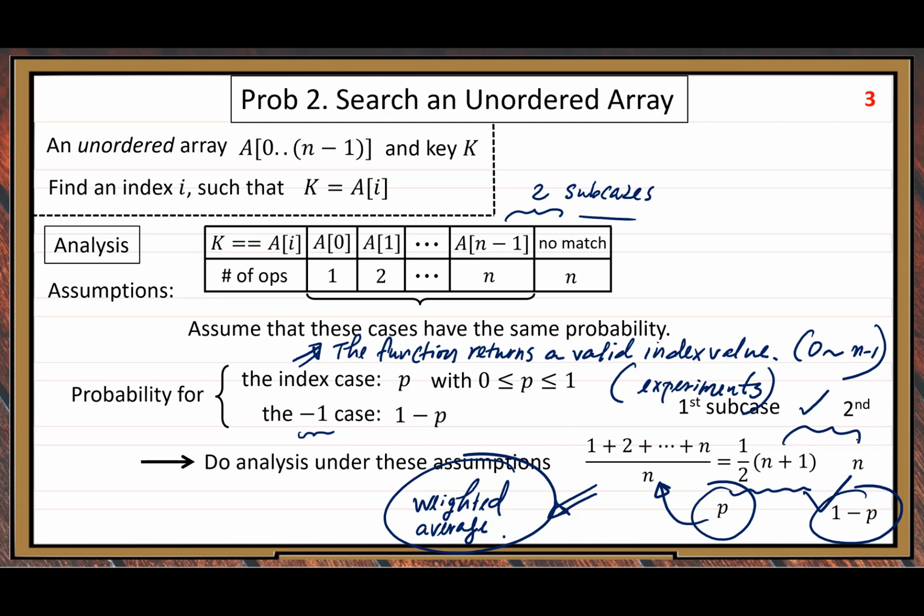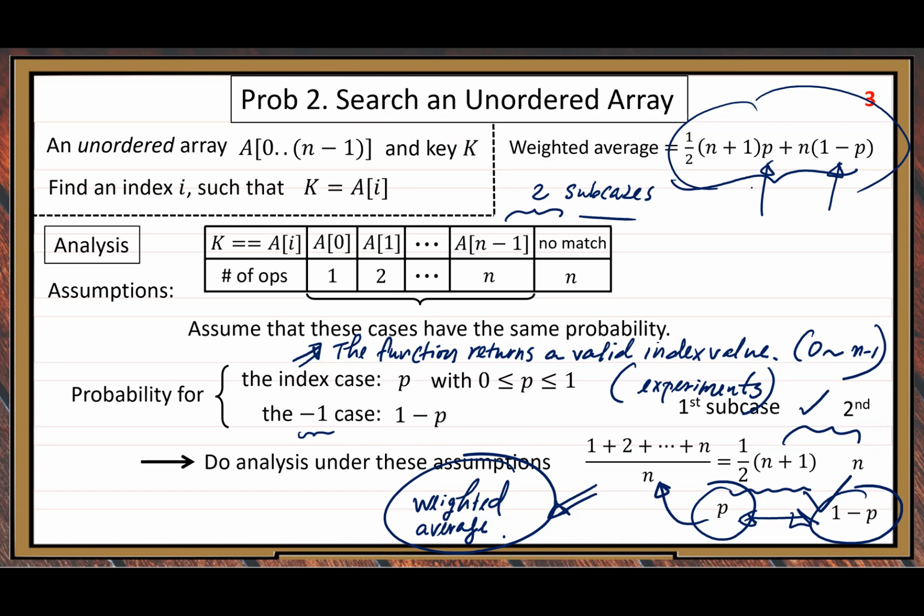When we combine these two average numbers, we need to associate these two numbers with appropriate weights. We treat these two probability numbers as two weights when we do the weighted average. The first number, we multiply by its corresponding weight, that's P, the probability. For the second efficiency number, we multiply by its corresponding weight, 1 minus P. So the final answer is this expression.